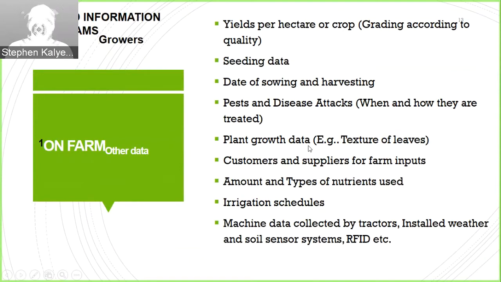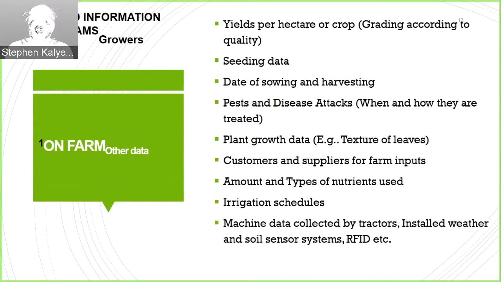The plant growth. Most of the farmers today have sensors installed in their gardens. One of them can be a hyperspectral camera. It's a camera that you install in your garden and it gets 3D pictures for you, to extract those images and assess the stress levels of the crops. This is data collected on the farm.